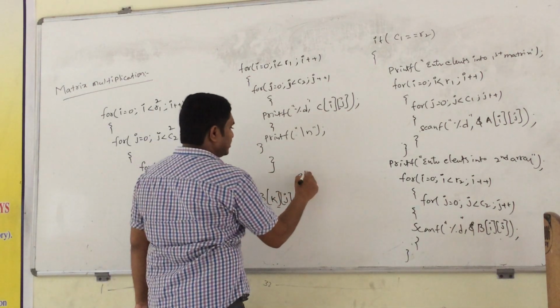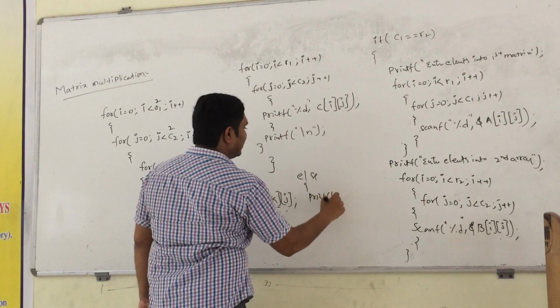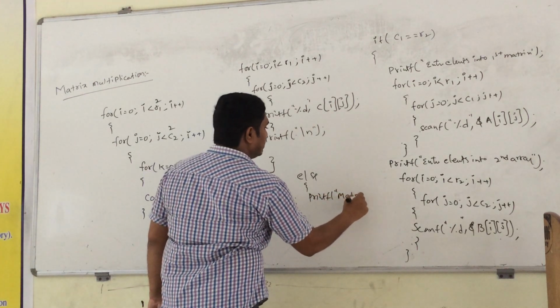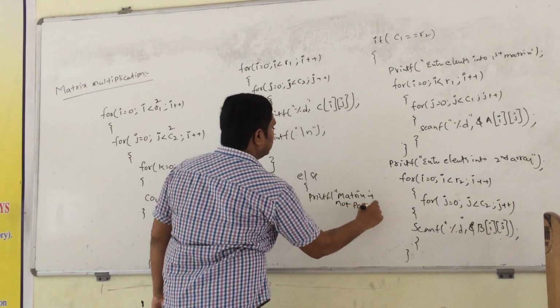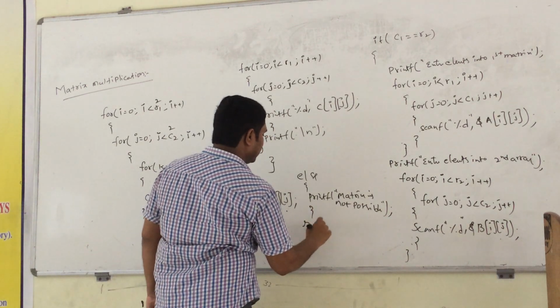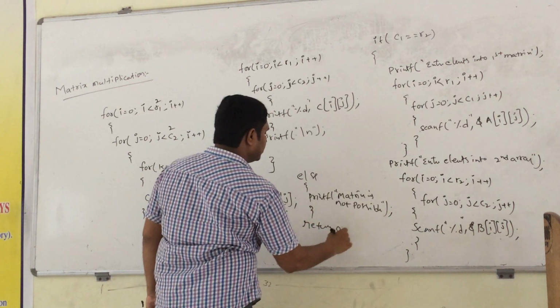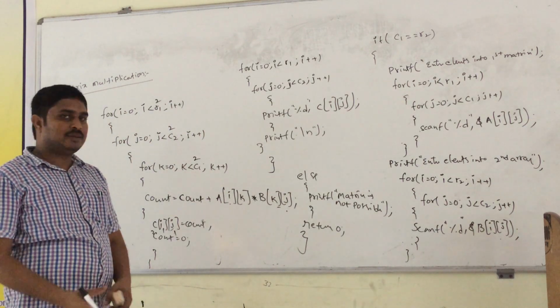Then the else condition. What is the else condition? Printf matrix multiplication is not possible. This is the else condition. And finally, return 0 and close. This is the matrix multiplication.